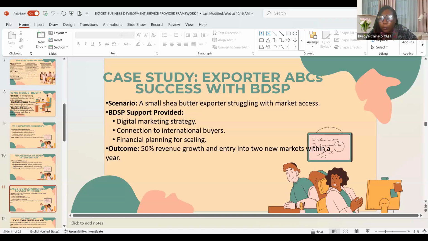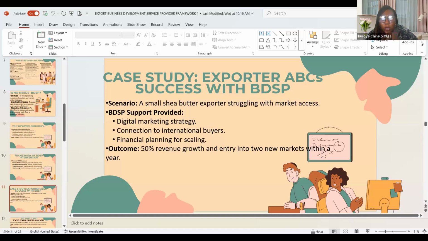So this is the power of targeted intervention. So you see that it's turning potentials into performance. From a struggling company, the BDSP comes in. They tell you that, no, this shea butter company, you're struggling with access. What digital platform do you have? You have no digital platform.